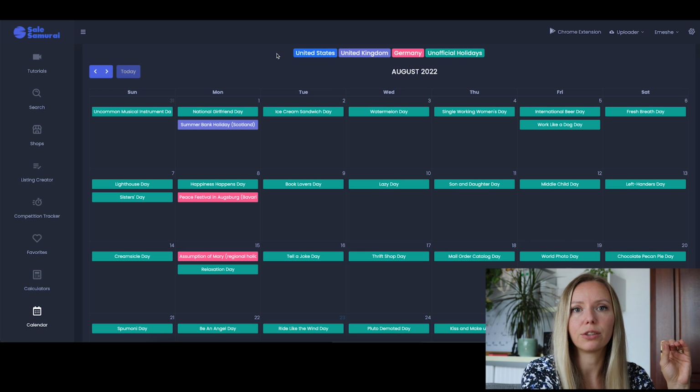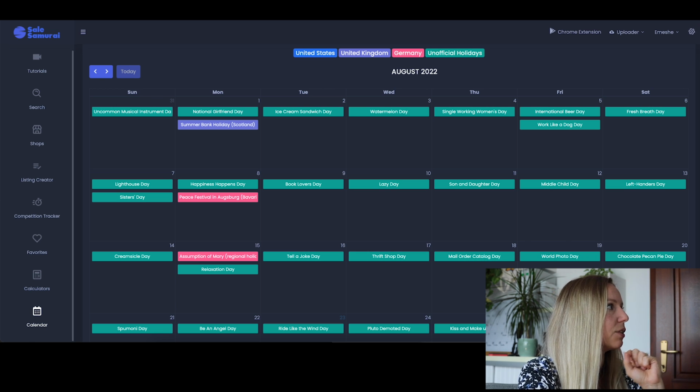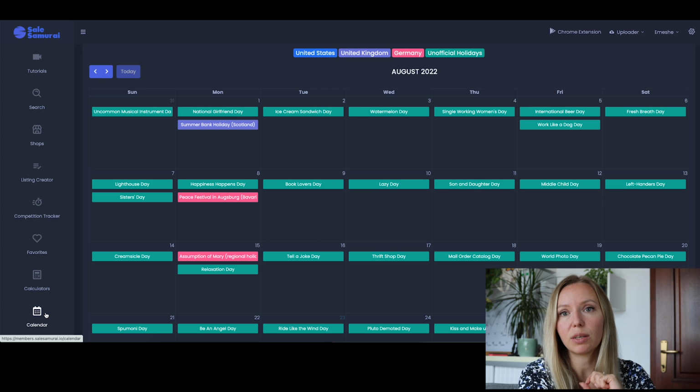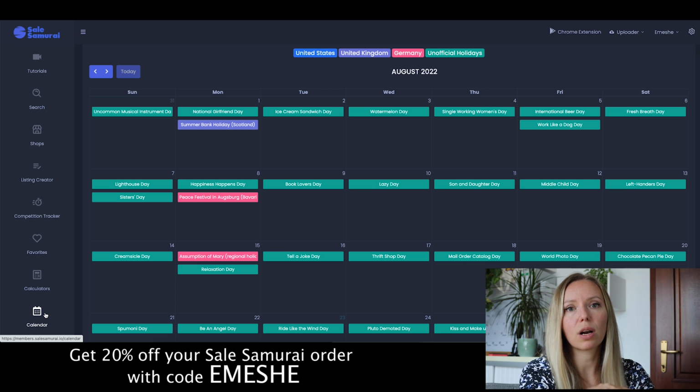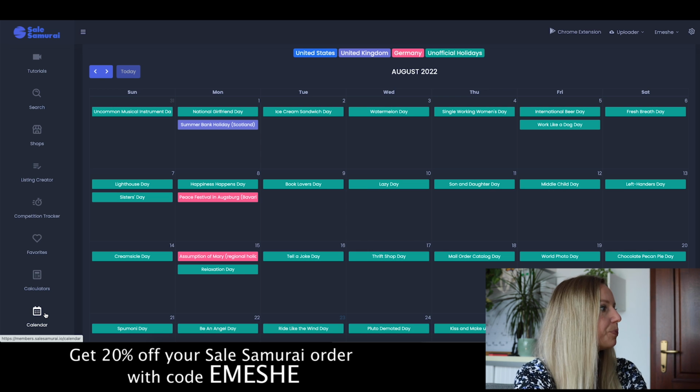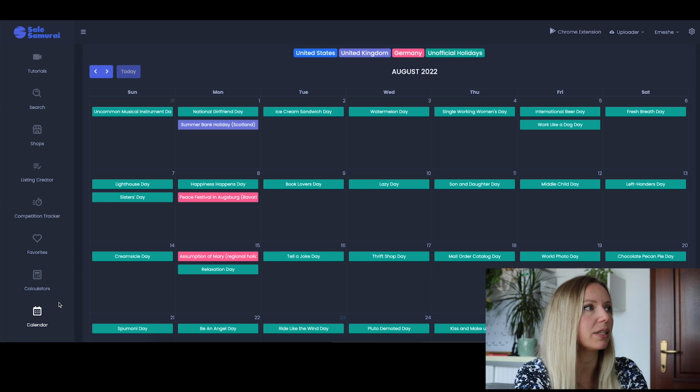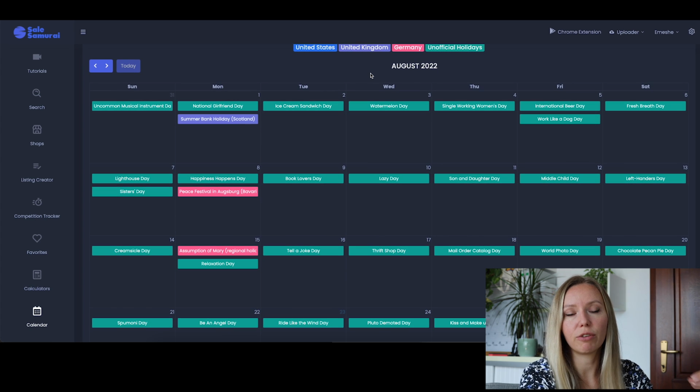It is called the calendar, and you can see it right here. I am logged into my Sales Samurai account, and in the lower left hand corner there is a calendar icon, and we will click on that. That will bring us to this page, and here we can see that we are looking at the month of August, and we can see lots of holidays, and they are color coded.